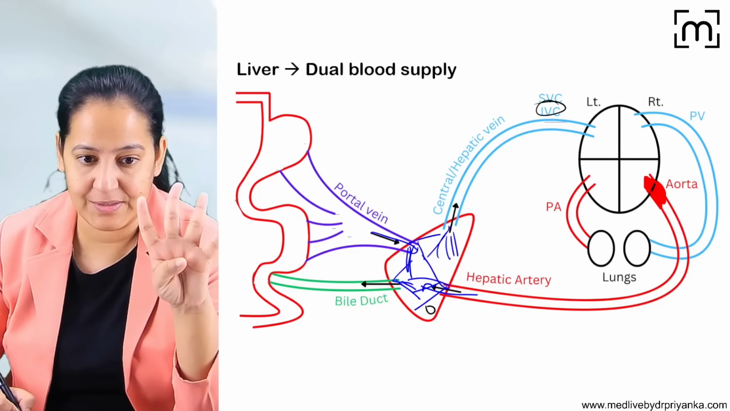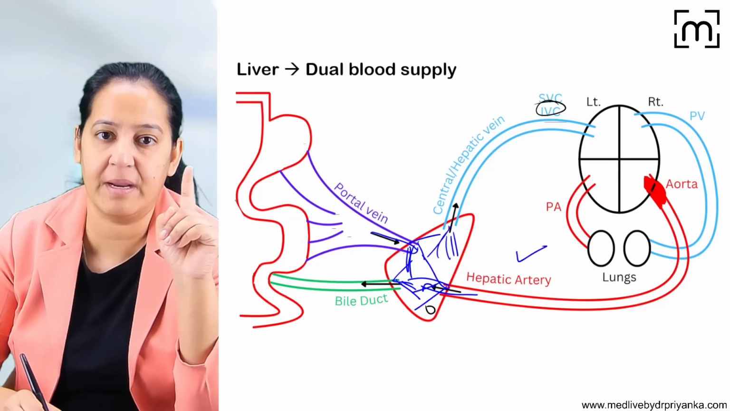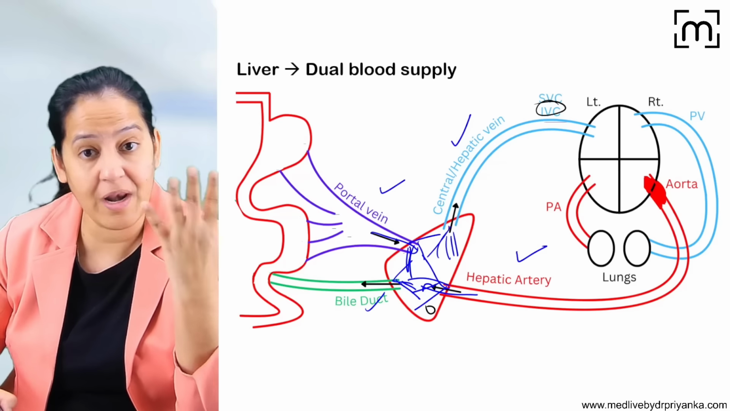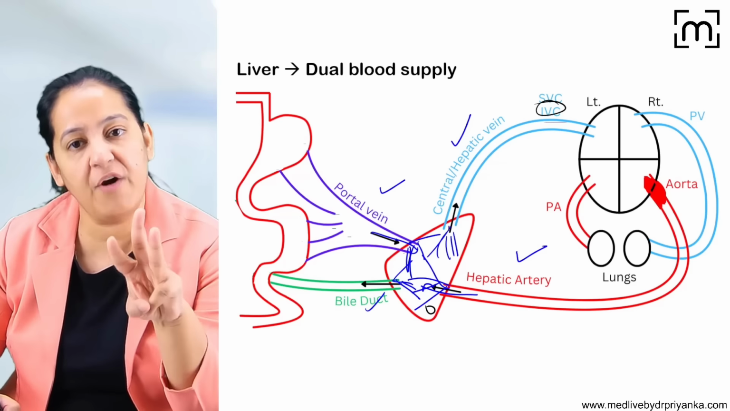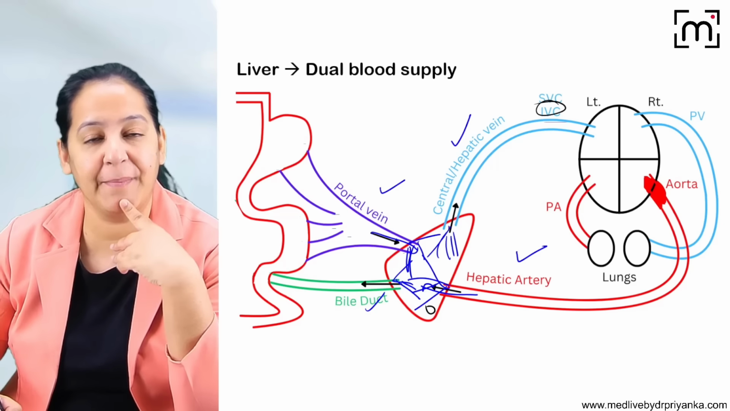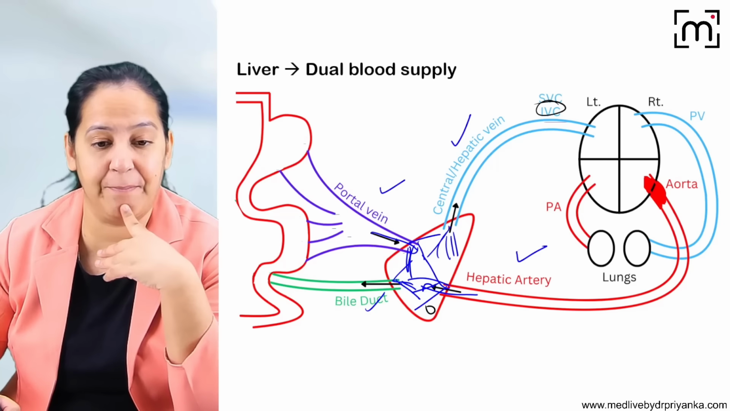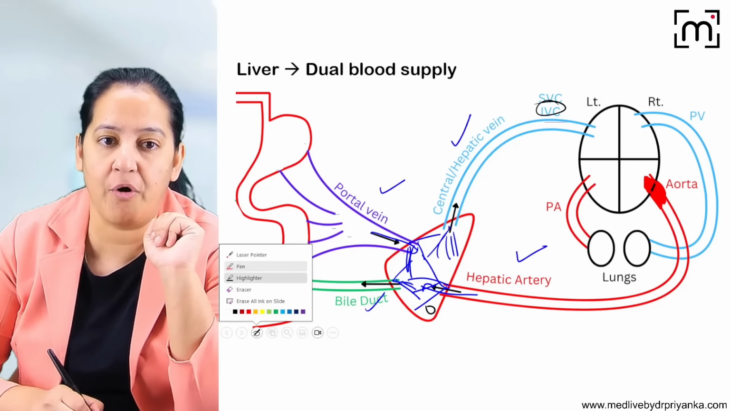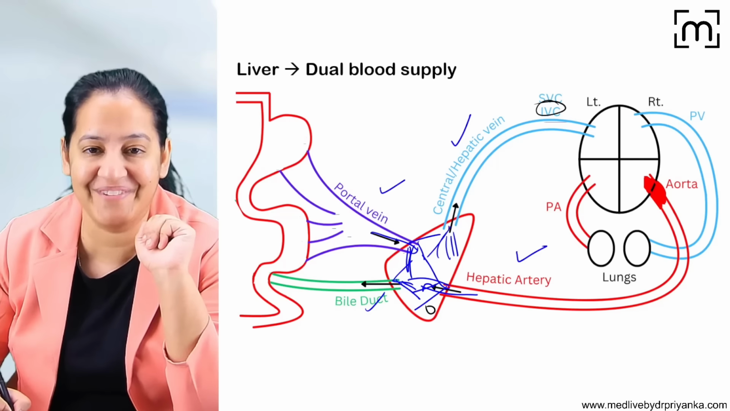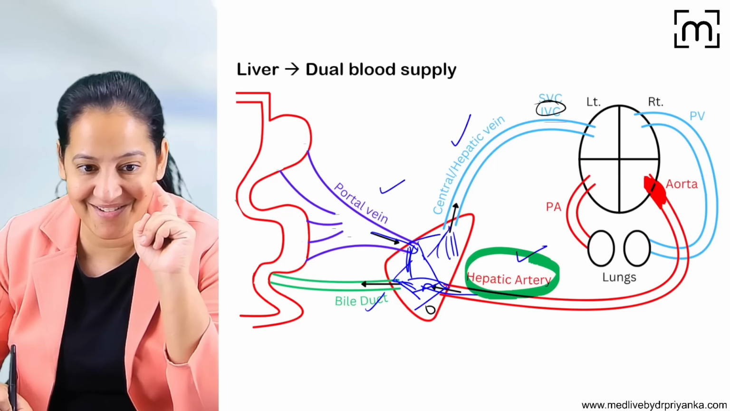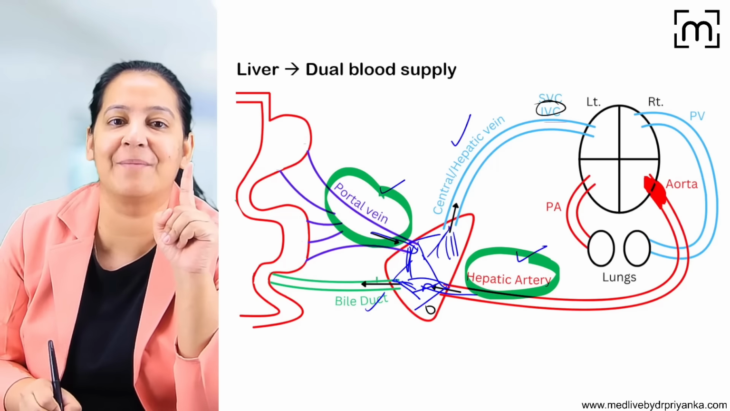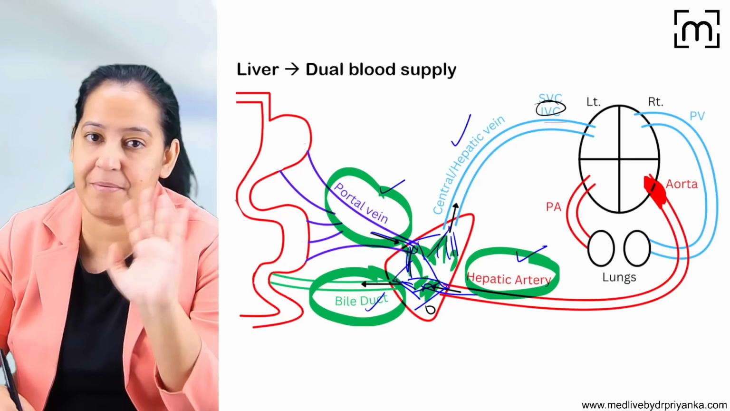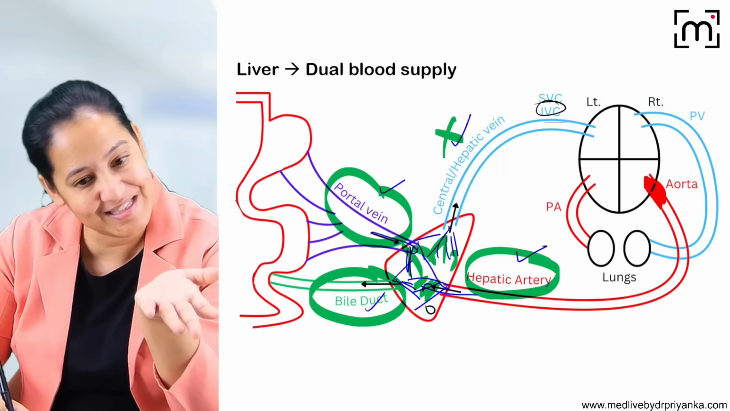So there are four things: hepatic artery, portal vein, hepatic vein, and bile duct. They all have branches inside the liver. Three of them are best friends, they are the triplet, they are the tripod. The branches of three of them travel together. Which three? The branches of the hepatic artery, the branches of the portal vein, and the branches of the bile duct travel together, but the branches of the hepatic vein travel separately.